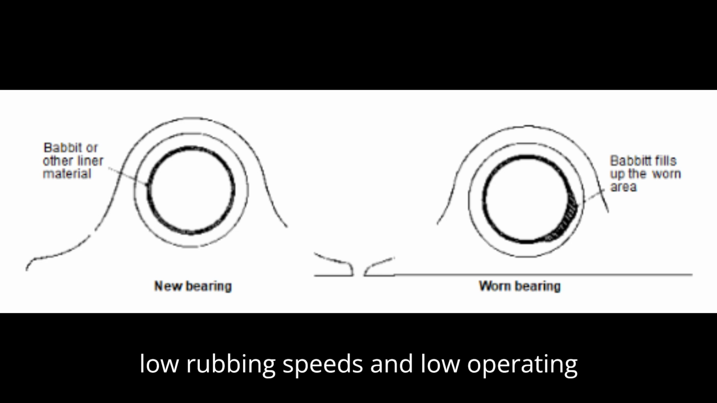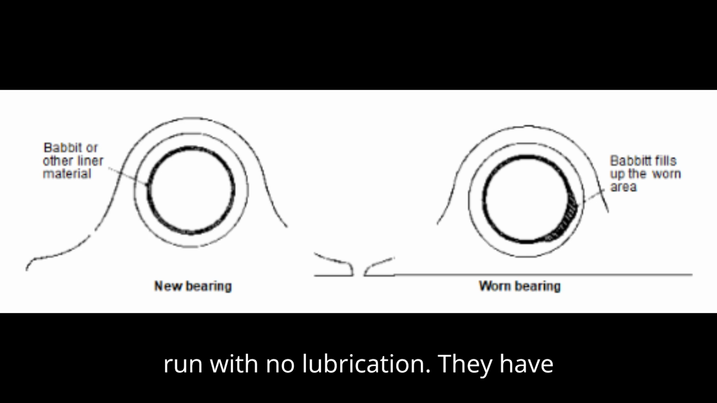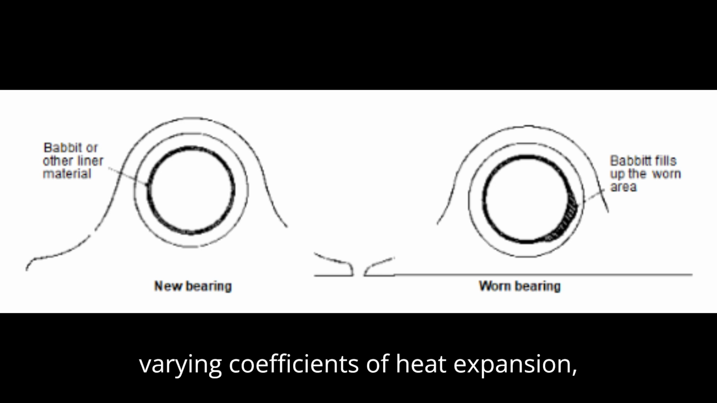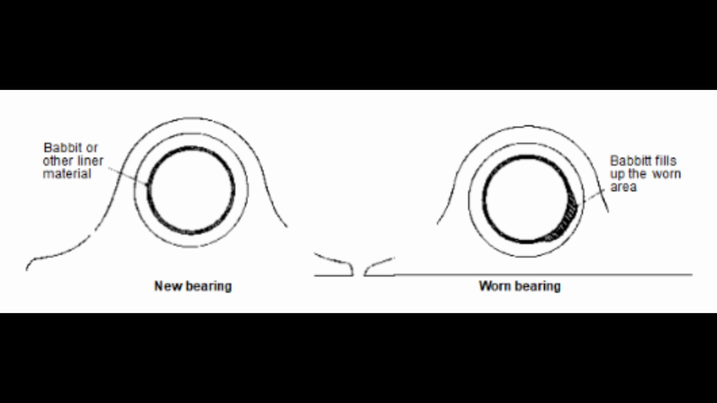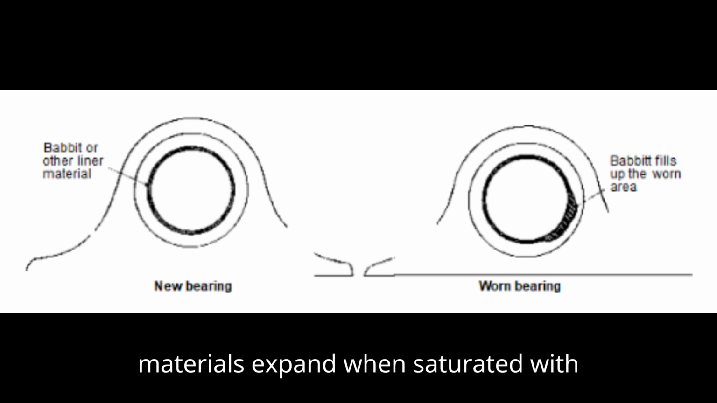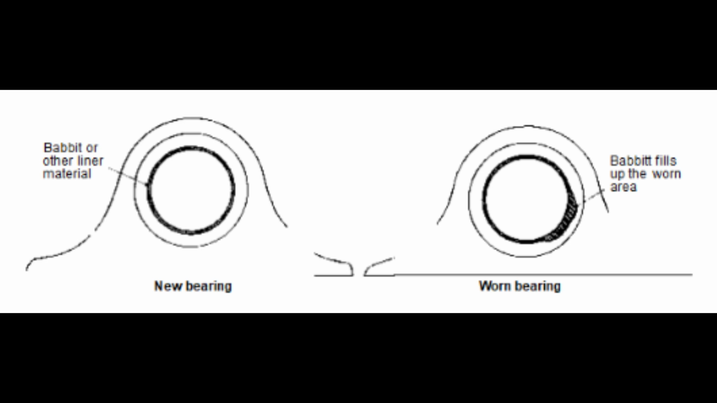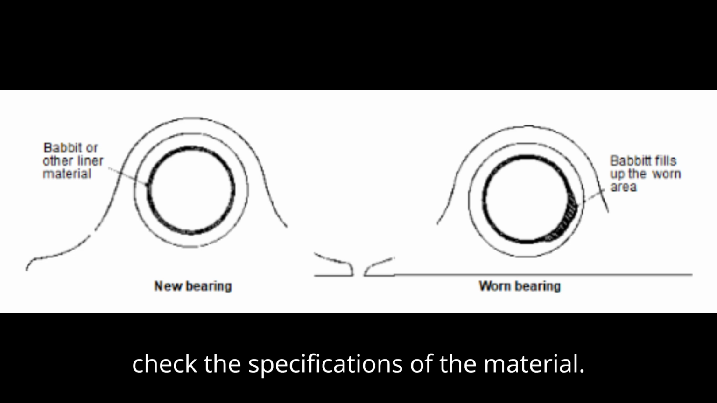With low rubbing speeds and low operating temperatures, some grades of nylon will run with no lubrication. They have varying coefficients of heat expansion, all higher than those of metallic bearing materials. In addition, some synthetic materials expand when saturated with water. Before doing any critical fitting, check the specifications of the material.